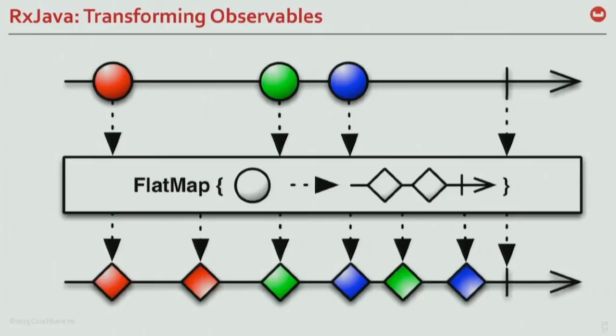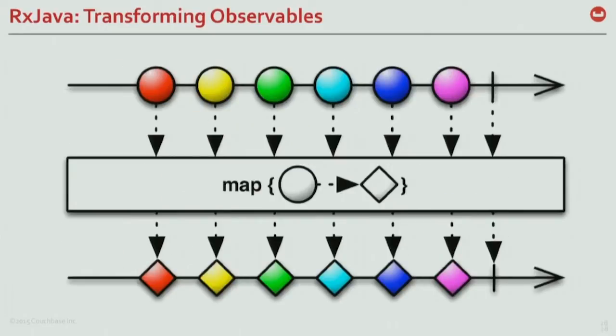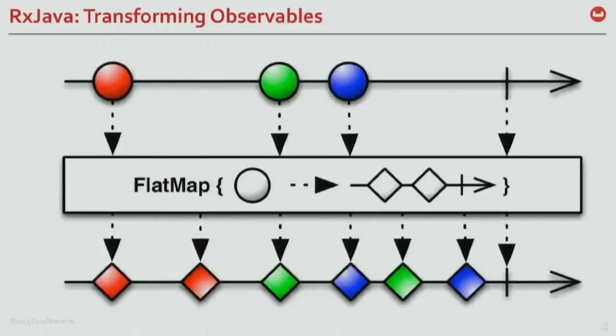And then there's the flat map function, which is slightly different. You'll see the difference if we show the method signature. Basically, the map function takes an object and returns an object. The flat map function takes an object and returns an observable of objects.